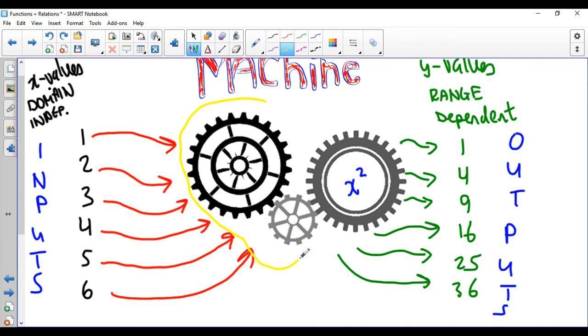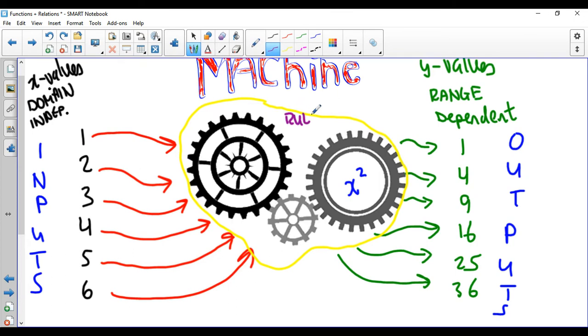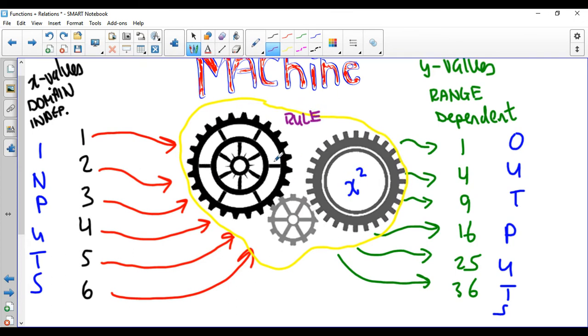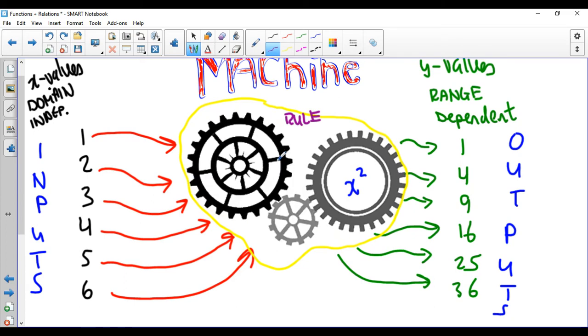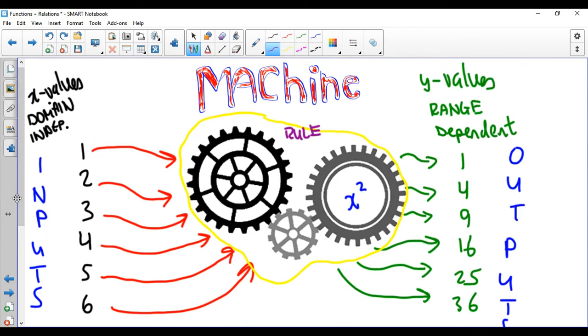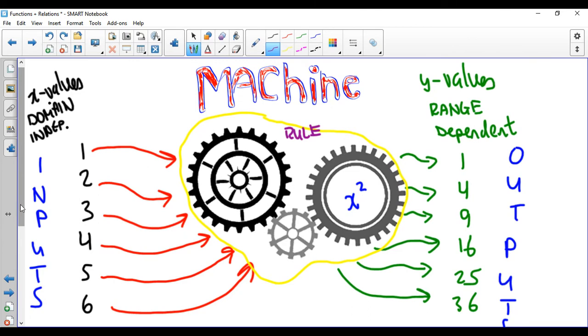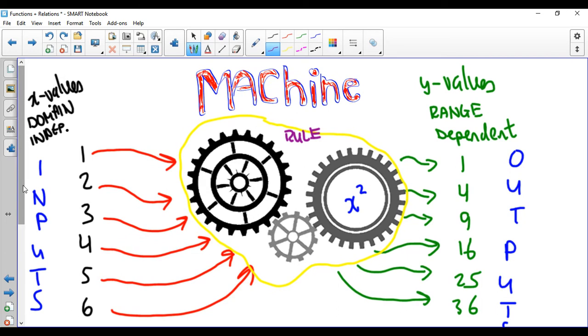So like this thing here, the rule that I was talking about, that happens to be x squared. That is how we're going to move to the next phase of our discussion, which is what is the idea of a function. Again, I have inputs, I have outputs. Inputs are just domain values, or x values. Outputs are range values, or y values. And then the rule is going to determine whether it's a function or not. So hopefully that makes sense.